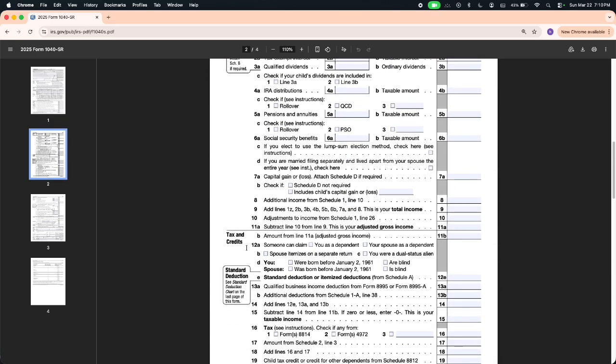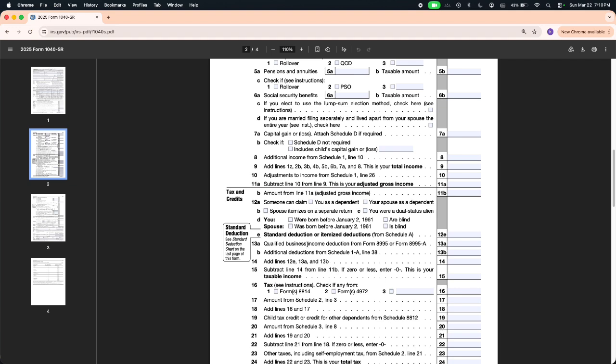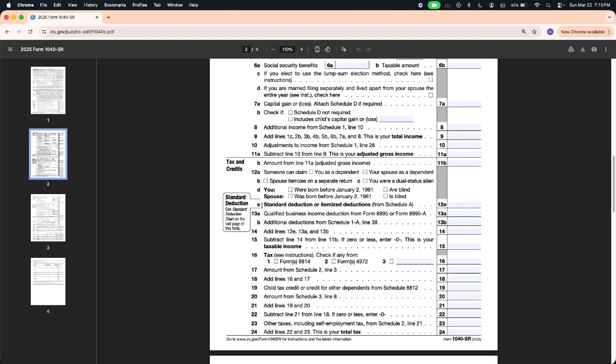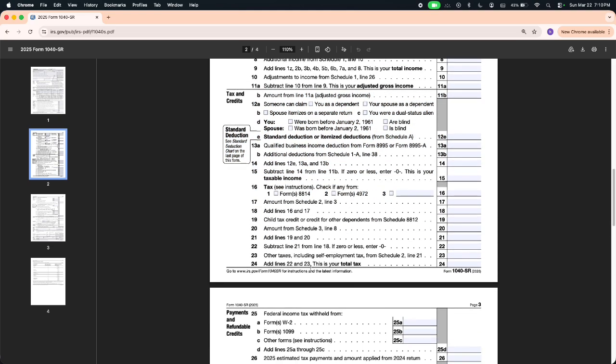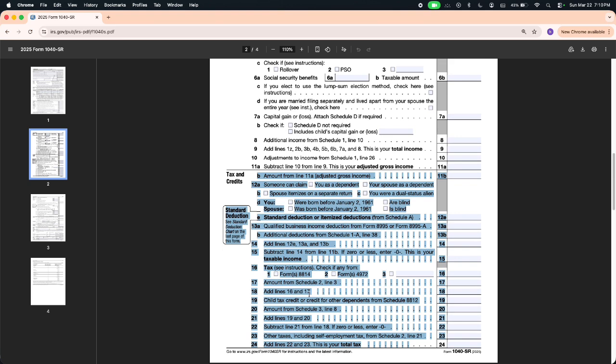Next, go to the tax and credit section. This is where the form asks whether someone can claim the filer as a dependent, and it also includes the standard deduction or itemized deduction section. Form 1040SR has a standard deduction chart, which helps determine the right deduction amount based on filing status and age-related boxes checked on the form. Once deductions are entered, the taxable income is figured out. Then the form moves into tax credits and any other taxes that may apply.